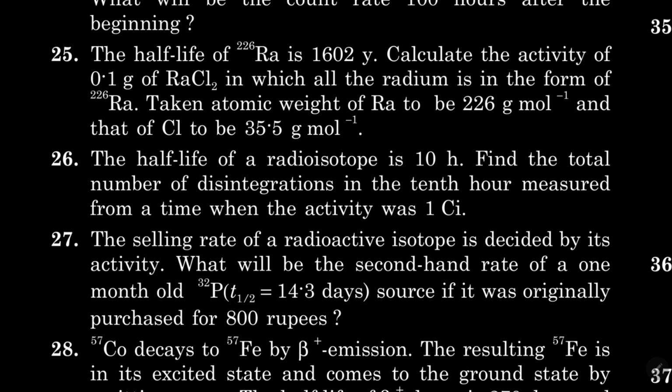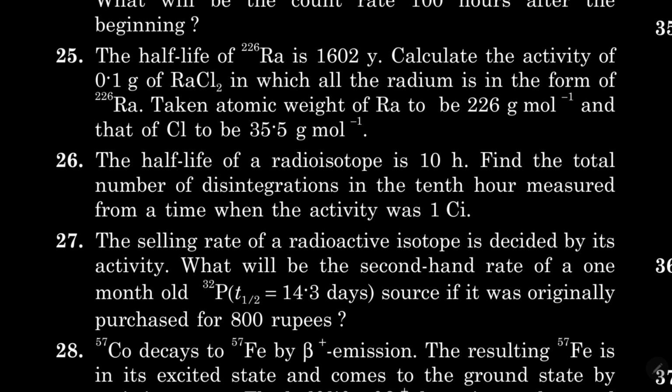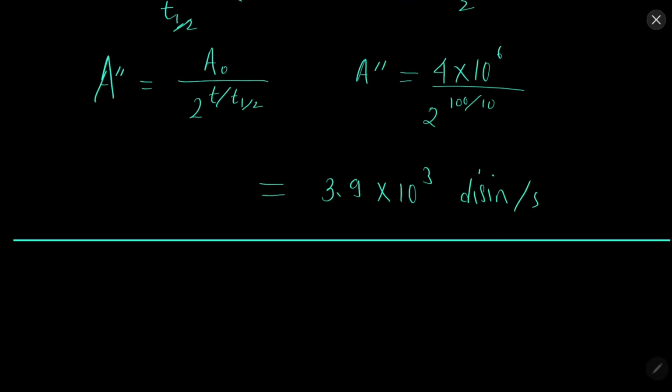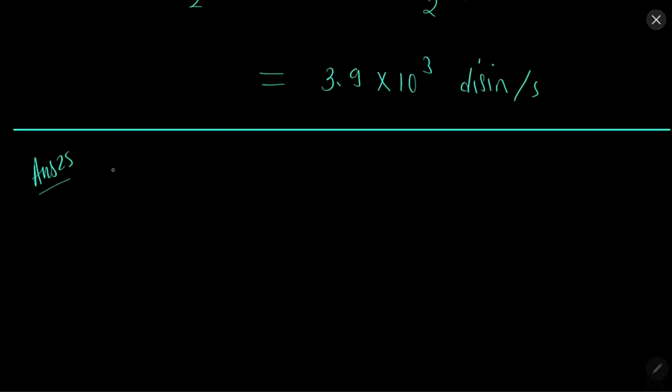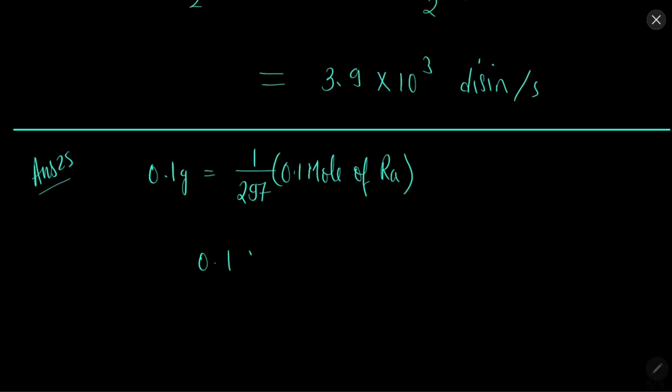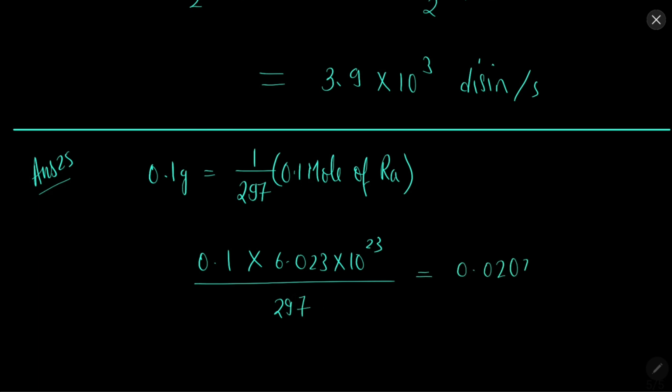In question 25, calculate the activity of 0.1 gram of RaCl2 in which all radium is in the form of radium 226. Solution 25. So 0.1 gram, 1 over 297, 0.1 mole of radium. So this will remain.